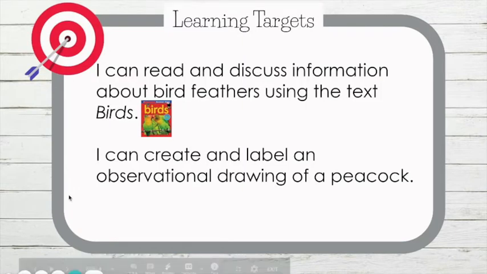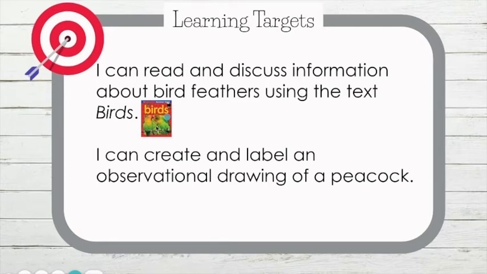Today's learning targets say, I can read and discuss information about bird feathers using the text Birds. Now, what did it say we're going to look for? Bird feathers. Then our next target says, I can create and label an observational drawing of a peacock. Let's get started with our first learning target, reading and discussing information about bird feathers.